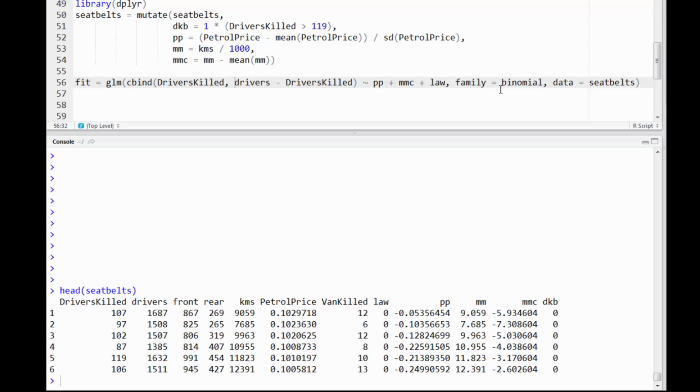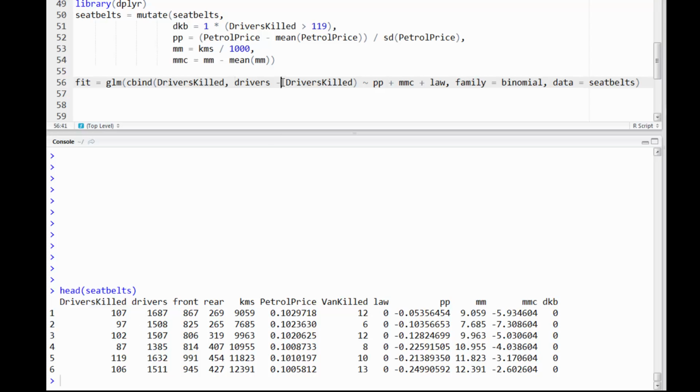So in a sense, you might want to do this if you were interested in evaluating whether or not the law changed the percentage of those that were killed or seriously injured, changed the percentage of those that were killed. So down here on the lower panel, I have the data, drivers killed. You see these numbers are much smaller than drivers, so about 107 or 1,687 and so on.